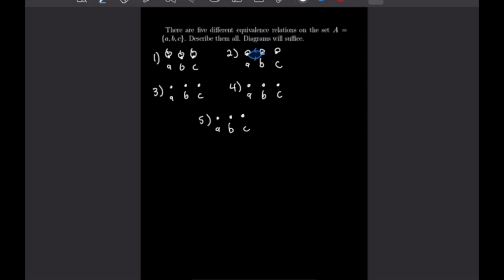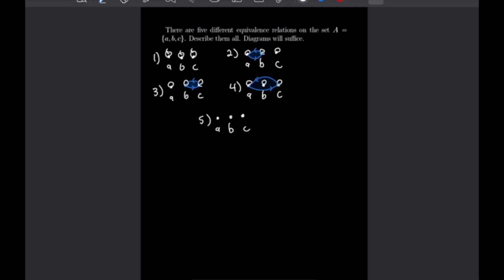Then for number 3, let's do the same thing, but where B is related to C, and C is related to B. So they're all related to themselves, but B is related to C, and C is also related to B. And then for the 4th one, we will have the same thing, but when A is related to C, and C is related to A. So they're all related to themselves. Then we have AC and CA.